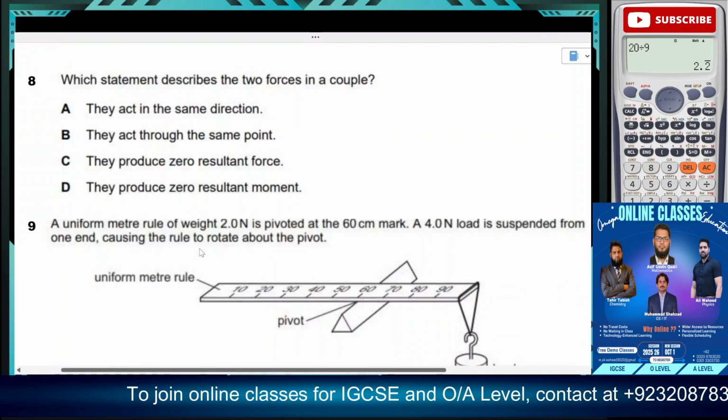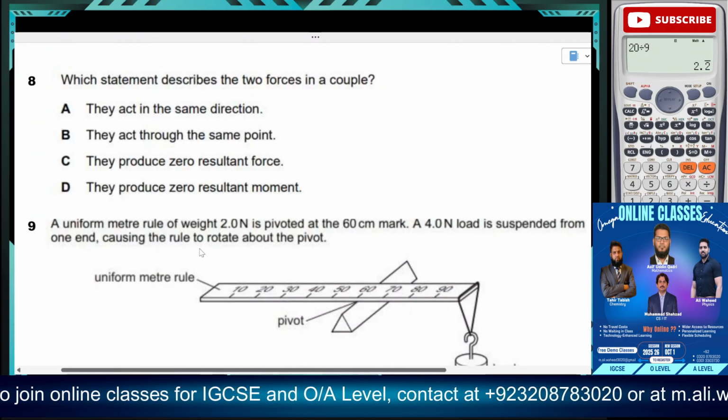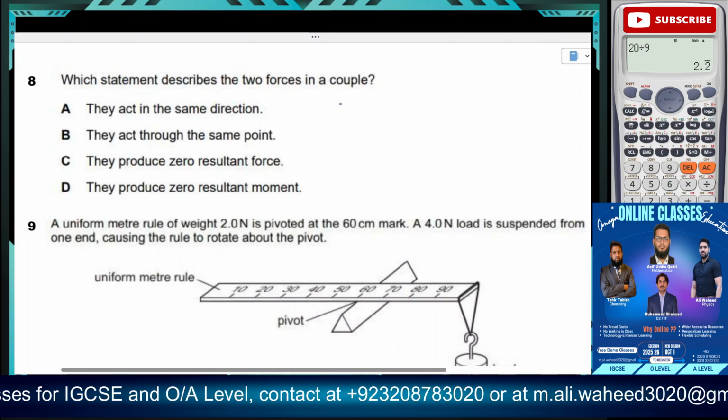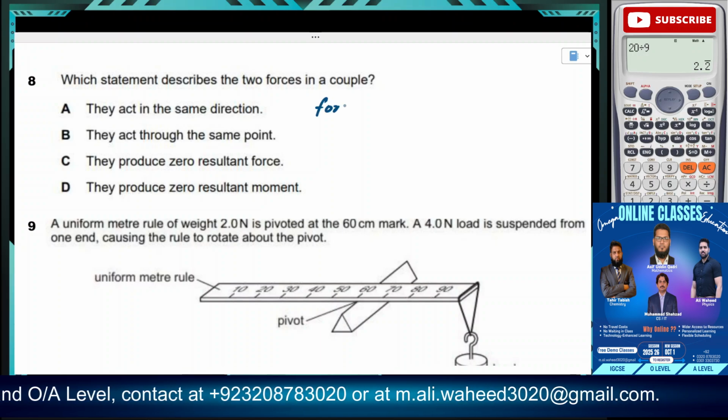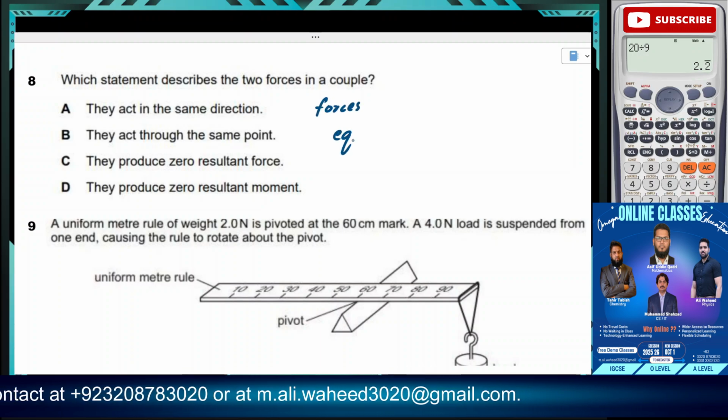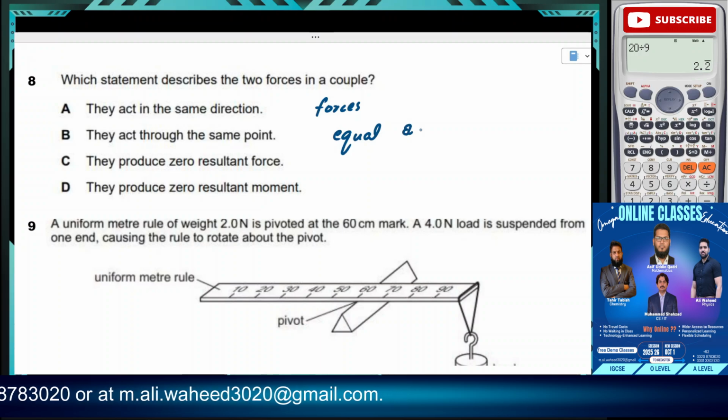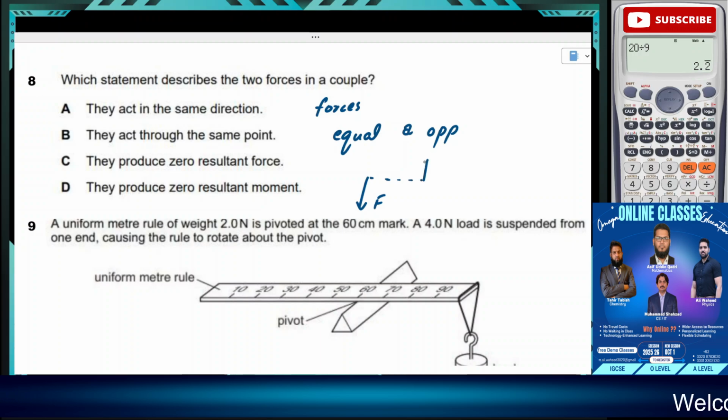So let's move on to the next one. Which statement describes the two forces in a couple? So the forces in the couple are equal and opposite. So for example, the two forces look something like this.